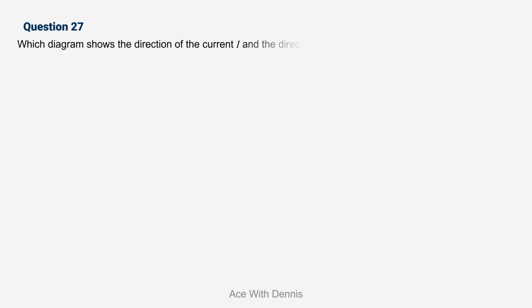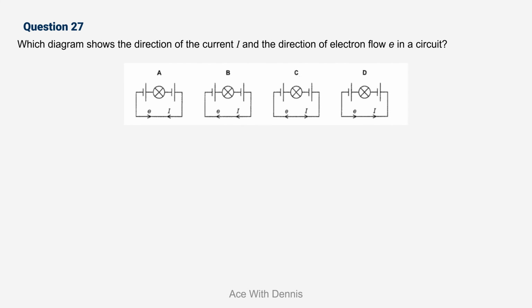Question 27. Which diagram shows the direction of the current I and the direction of electron flow E in a circuit? So here are the 4 options. Remember that the current I flows from the positive terminal of the battery to the negative terminal of the battery, while the electron flow will be from the negative terminal of the battery to the positive terminal of the battery. Hence, among these options, option A is the correct answer.